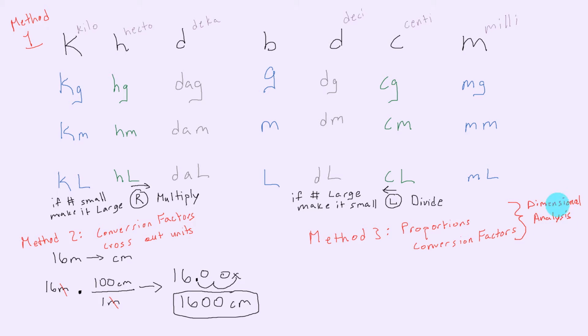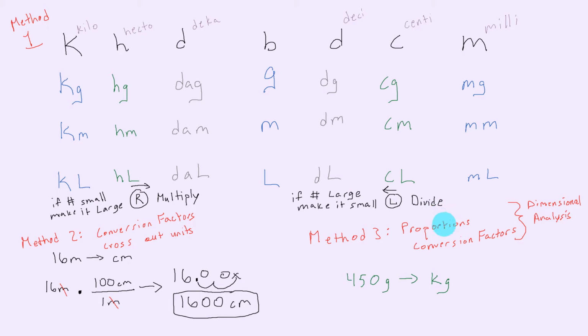And dimensional analysis, it's just a fancy way of saying, hey, you're going to use conversion factors to move from one set of units to another set of units. So let's go change our pens. And this time our problem wants us to convert 450 grams to kilograms.